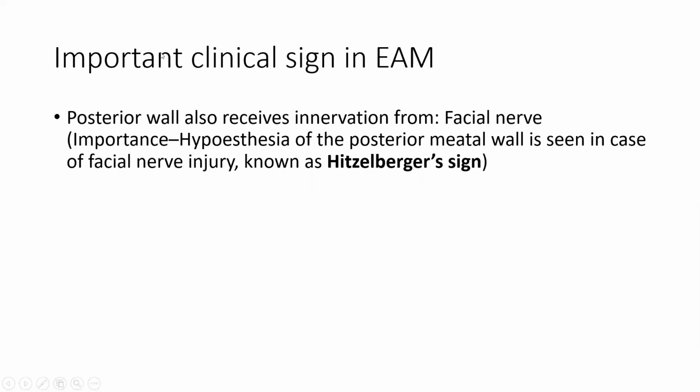So another clinically important sign is seen in the external auditory meatus. That sign is known as Hitzelberger sign. So what is Hitzelberger sign? This sign may be asked in the examination. The posterior wall of the external auditory meatus is supplied by the facial nerve, and whenever there is a facial paralysis, there is hypoesthesia of the posterior meatal wall, and that sign is known as Hitzelberger sign. So this is one of the important points for the examination.